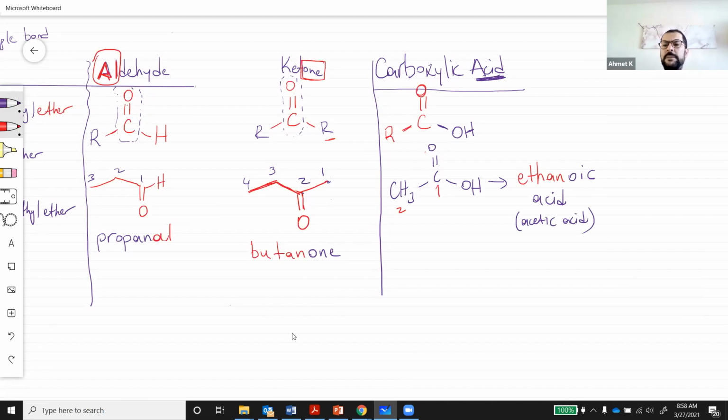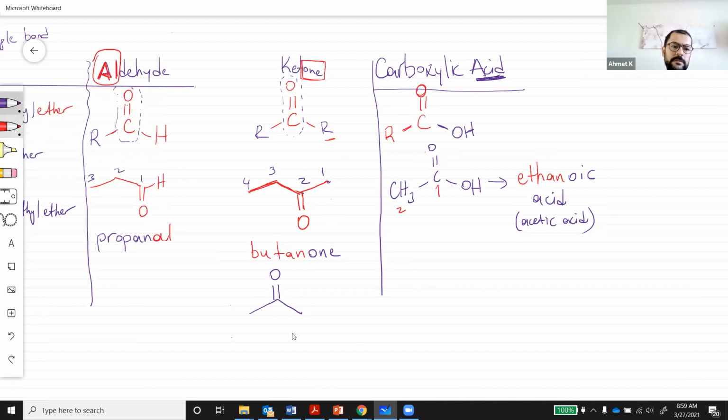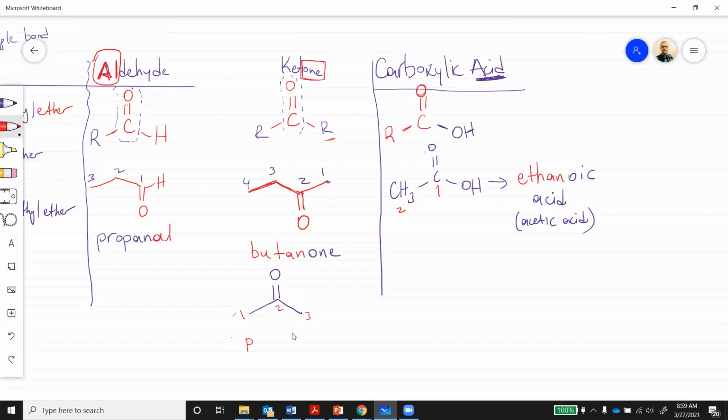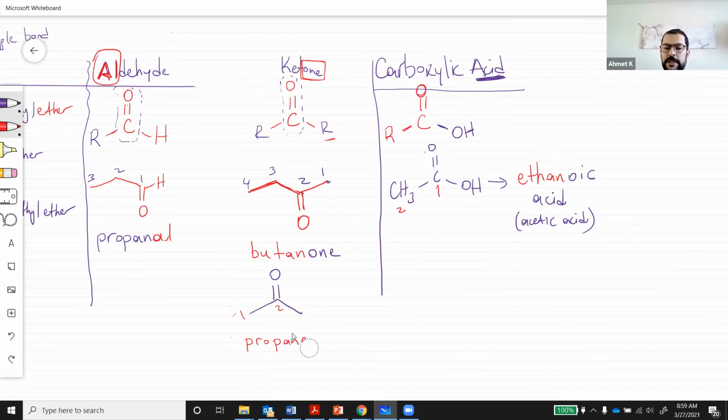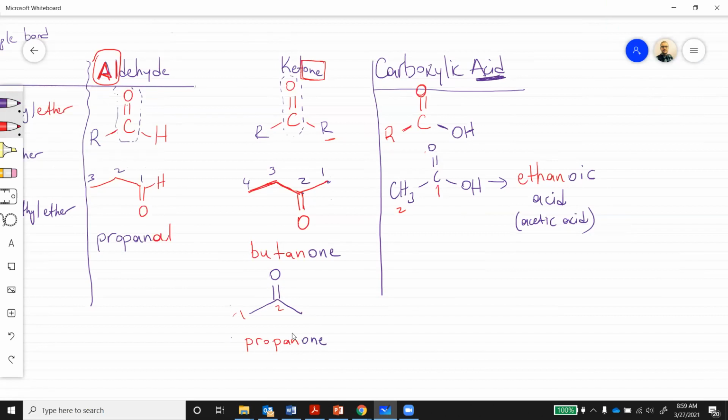There are also some common names I forgot to mention. For instance, if you look at this guy here, I'm kind of moving back to ketone. How would you name this? It's going to be 1, 2, 3, right? So we have 3 carbons, correct? Prop. It will be propane. And now I have to drop the E. If you're having trouble, you can always drop the E and make it one. Propanone, yep, propanone.